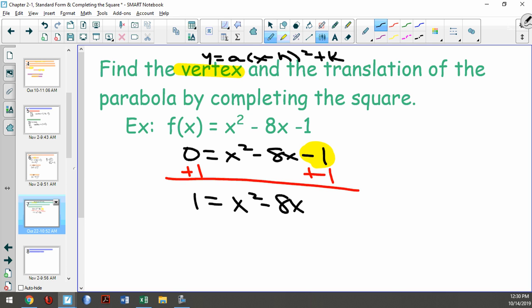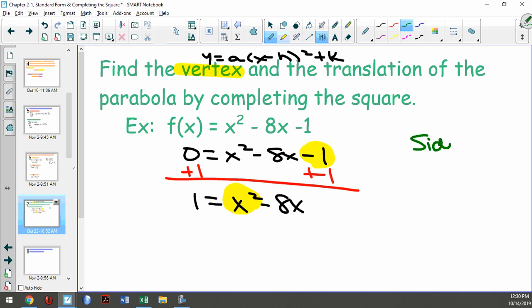Step 3. You want your leading coefficient to be 1. What is my leading coefficient? 1. That's the number attached to the x squared. Is that a 1x squared? Yes, it is, so I know I'm okay. What's the next thing I need to do? I need to do my sidebar.